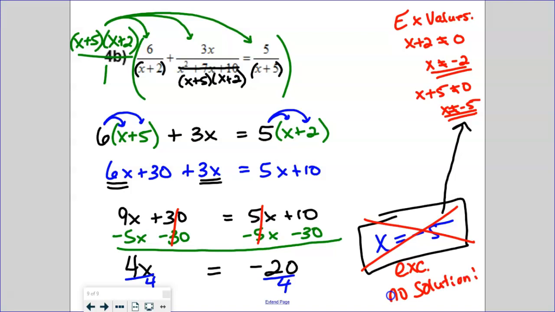Which actually is a solution, so don't panic. I know you're like, oh, all that work for nothing. No, the fact that you don't have a solution is your solution.